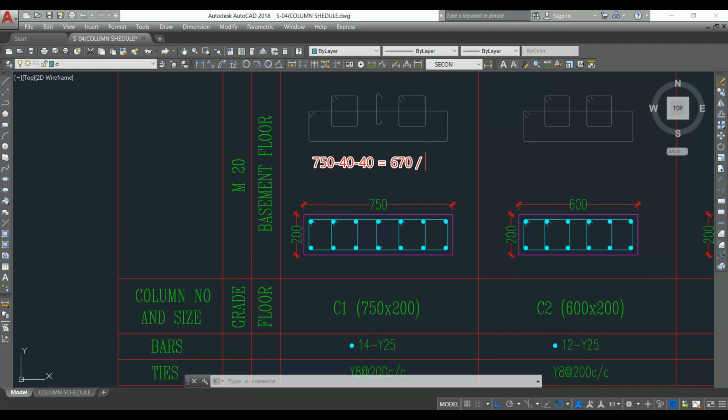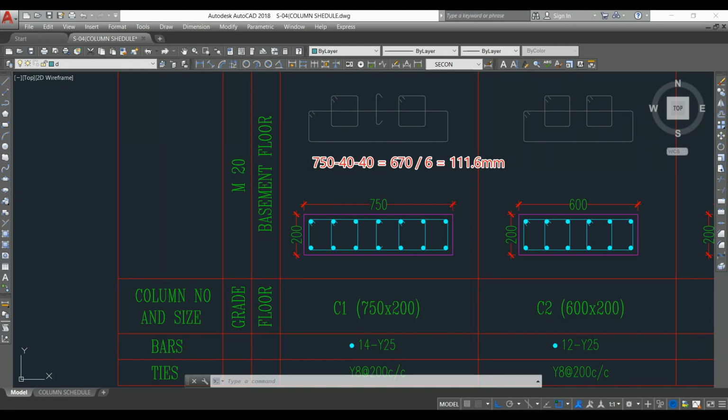7 number of bars means we get 6 spacings. So divided by 6 we get 111.6 mm. So this much spacing we get between these 2 bars. We have seen in the IS code, the minimum we need to provide is according to the diameter of the bar, or else we need to give the coarse aggregate size, maximum aggregate size plus 5 mm.